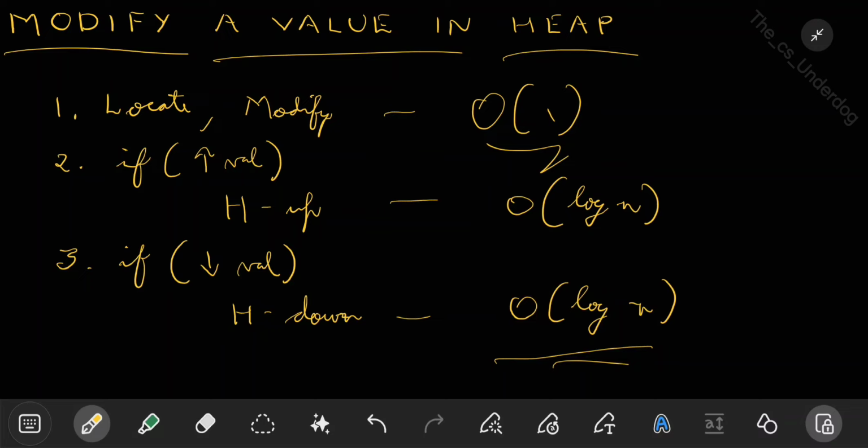What about the space complexity? If you are using a recursive algorithm, space complexity will be order of log n, because in the worst case you may have to use a recursion stack of the size of the height of the tree. In case you are using an iterative algorithm, space complexity will be order of 1, because you don't have to use any recursion stack. You can directly solve it. So time complexity is order of log n, and space complexity is order of 1 considering iteration.